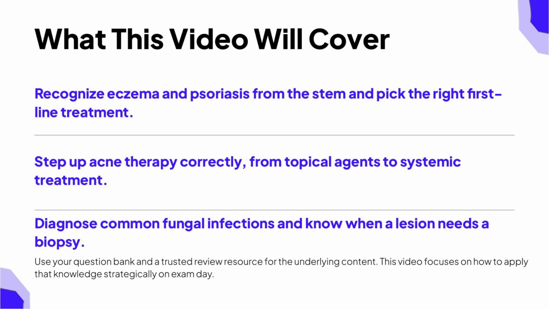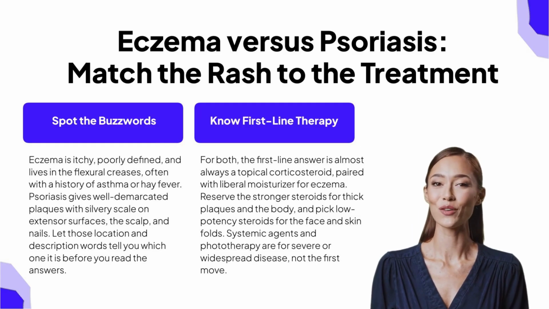This video assumes baseline knowledge from your review resources. We are here to sharpen how you take the test. Let us start with the two rashes that show up constantly. The exam wants you to tell them apart from a few words, then choose treatment.